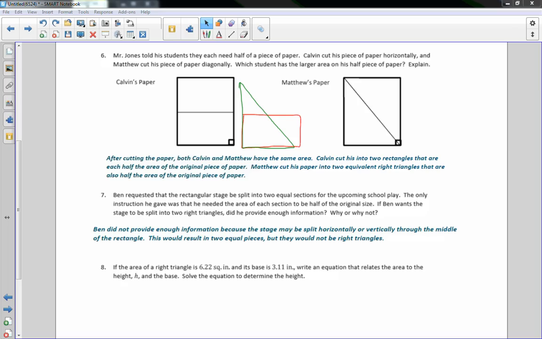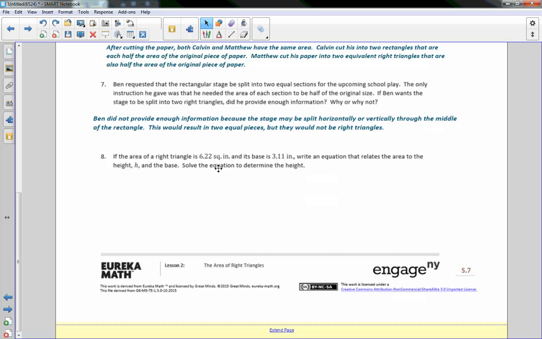Number 8, if the area of a right triangle is 6.22 square inches and its base is 3.11 inches, write an equation that relates the area to the height and the base and solve the equation to determine the height. These types of problems are where the formulas come in really handy when you're given a total and need to find a part. So the first thing I will do is draw a right triangle.